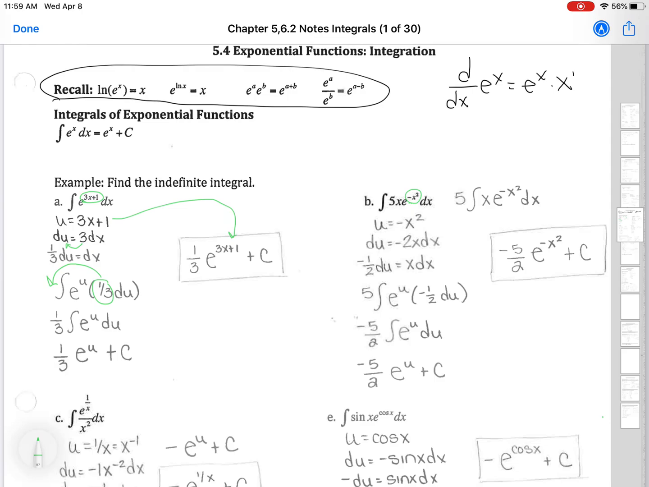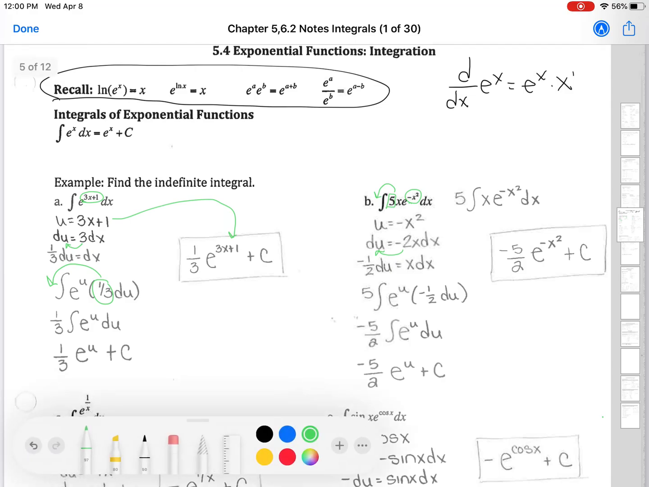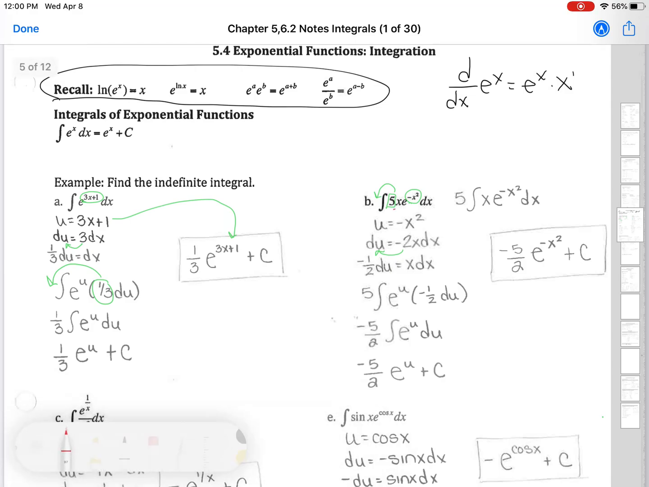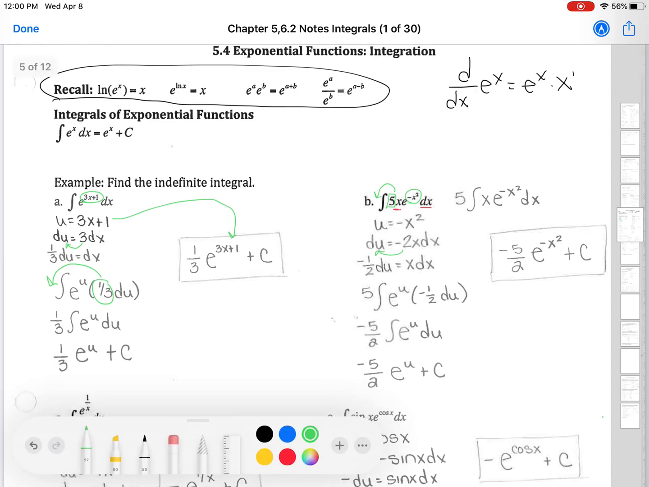All right, for b, again, always start off with the exponent as being your u value. So u is equal to negative x squared. The derivative would then be negative 2x dx. The negative 2 is not needed in the question, so we're going to bring that over. What else, though, is in the question is this 5. So I had done it on the right-hand side there, but maybe bring the 5 out, just because it's not even part of the question, and it's just sort of like a leading coefficient. So after we divide by the negative 2, we have negative 1/2 du equals x dx.